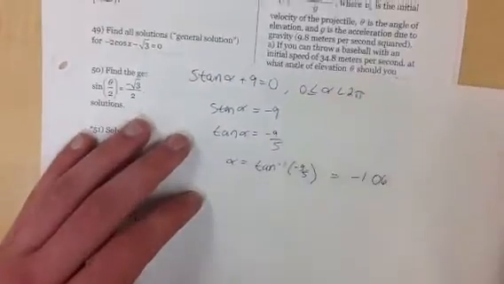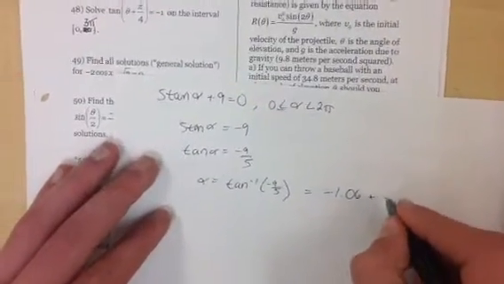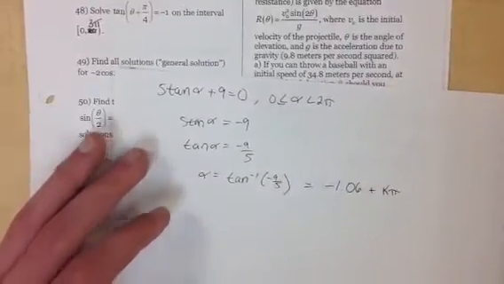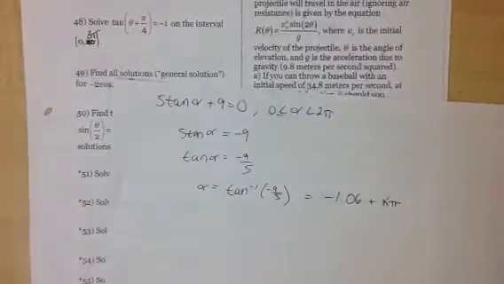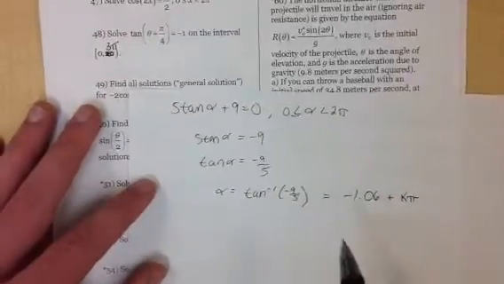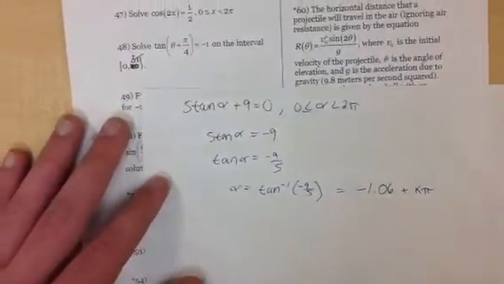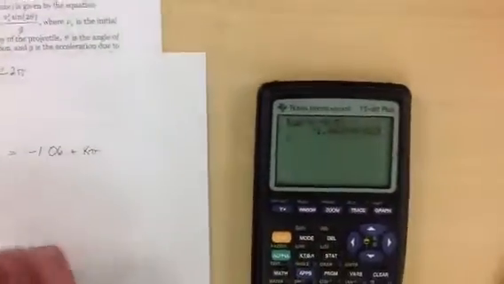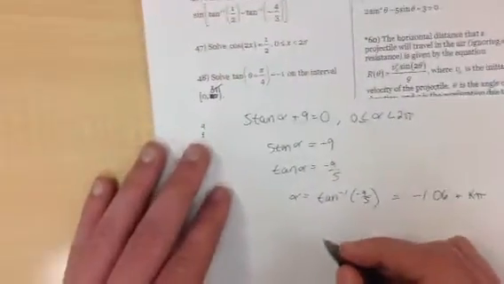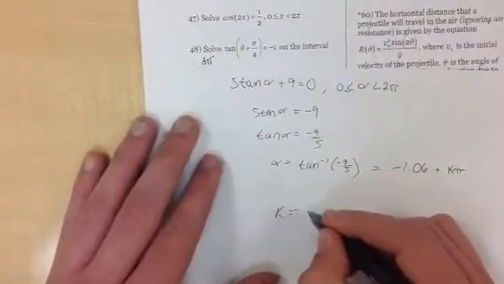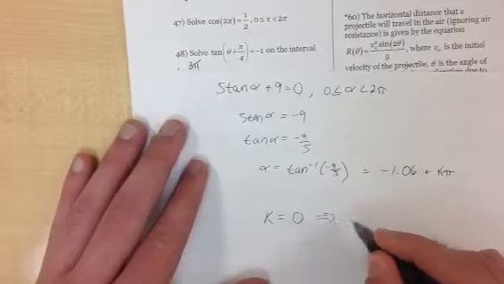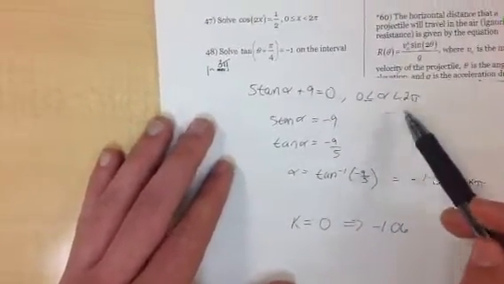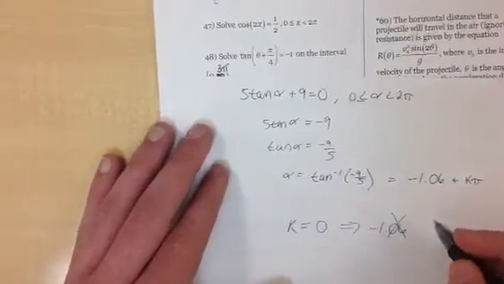Okay, so then you add plus k pi, because the period of tangent is pi, and the period of sine is 2 pi, and the period of cosine is 2 pi. But for tangent, it's just pi. So from here, all you're doing is plugging in values for k. So first, it's k equals 0, and that obviously gives us negative 1.06, which is not in this domain. So we'll cross that out.